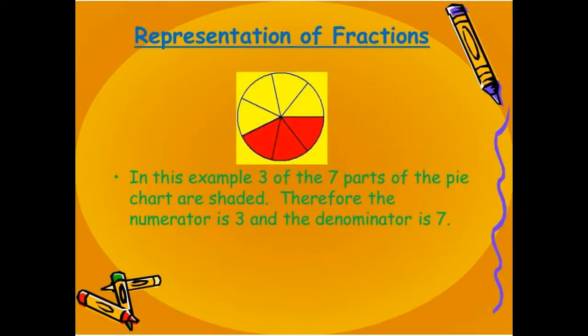Here we can see the representation of a fraction. A pie chart is given and it is divided equally into 7 parts. Out of the 7 parts, 3 are shaded. Therefore, the numerator is 3 and the denominator is the total number of parts the pie chart has been divided into, that is 7. Therefore, the fraction is 3 by 7.